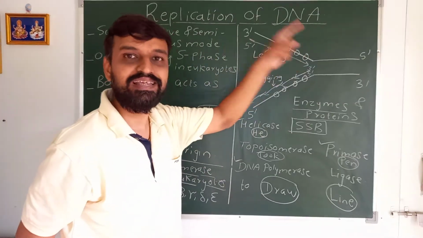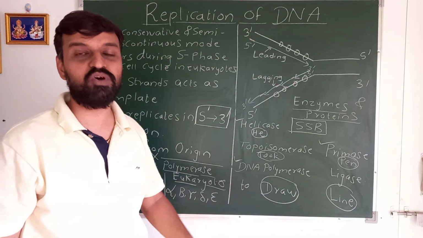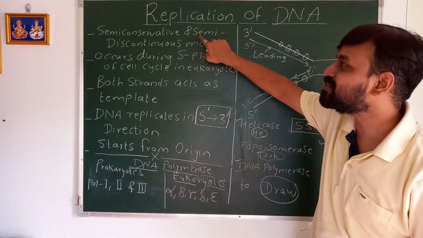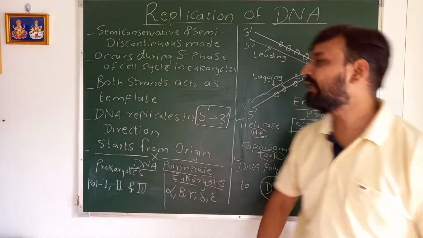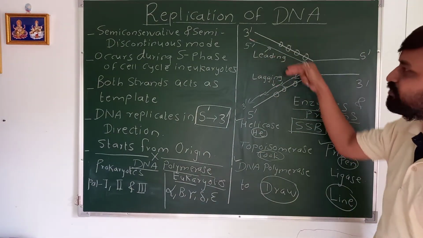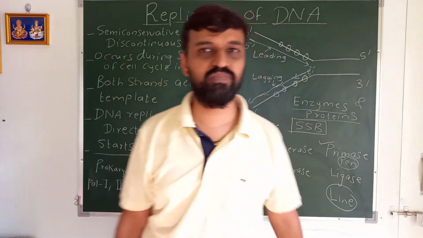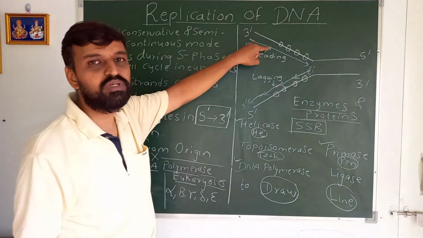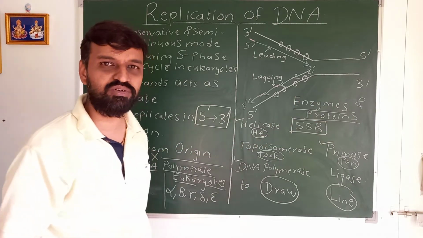Polymerization. Yes guys, now I want to explain to you the concept of this. Why is it called the semi-discontinuous mode? So have a look at this. I have written here the two names of the strands, leading strand and lagging strand. So what are they? Guys, as I already told you, DNA replication runs in the 5' to 3' direction.